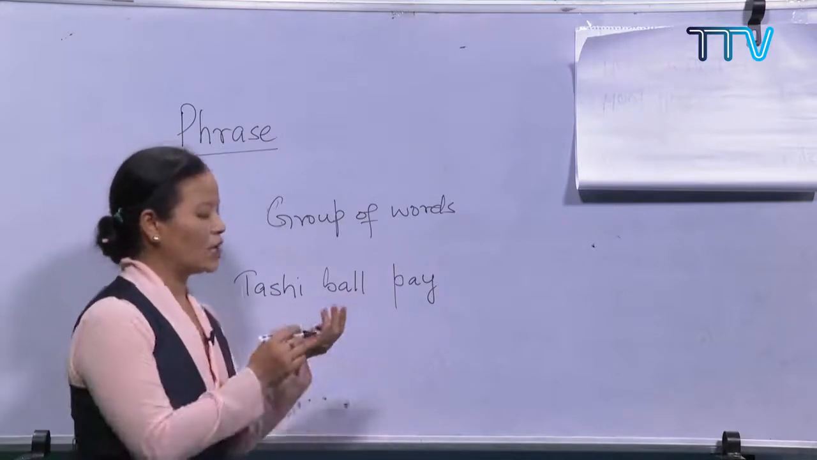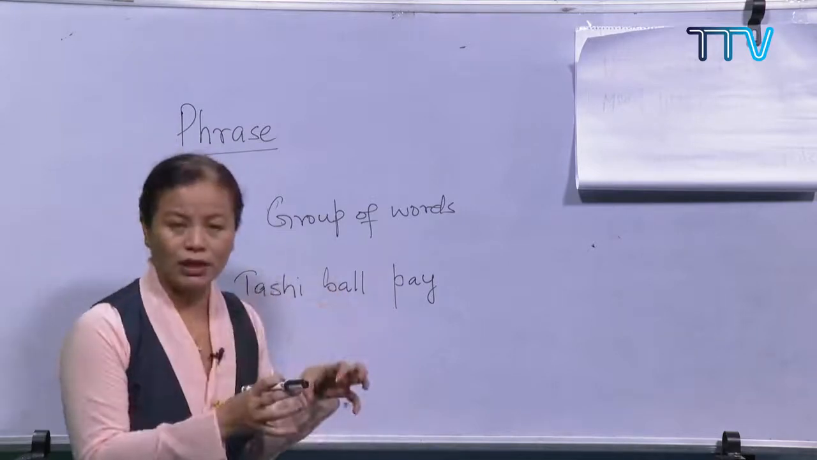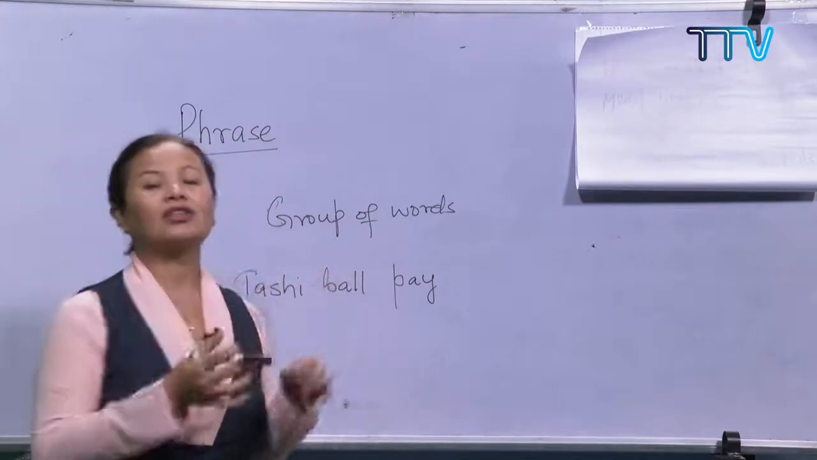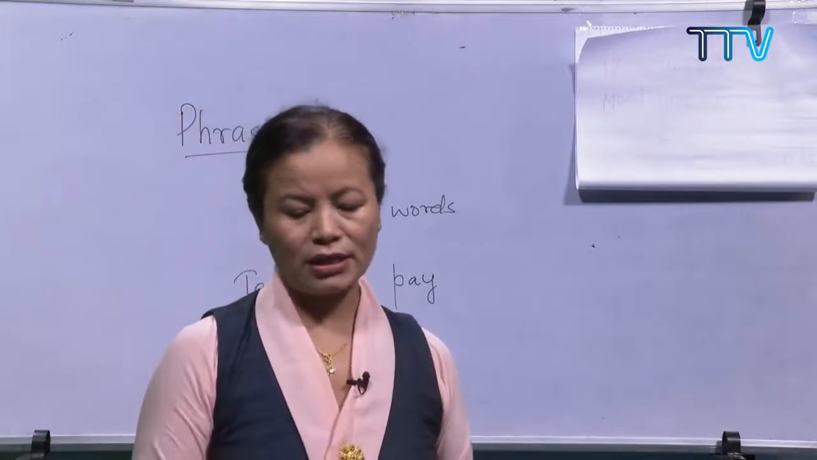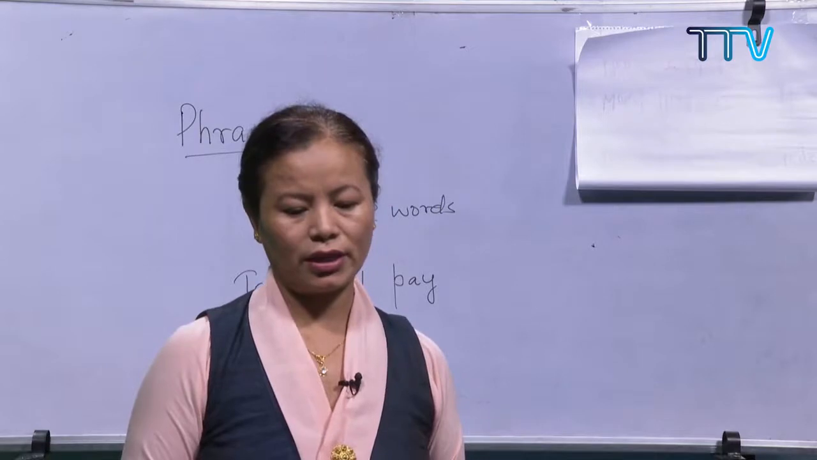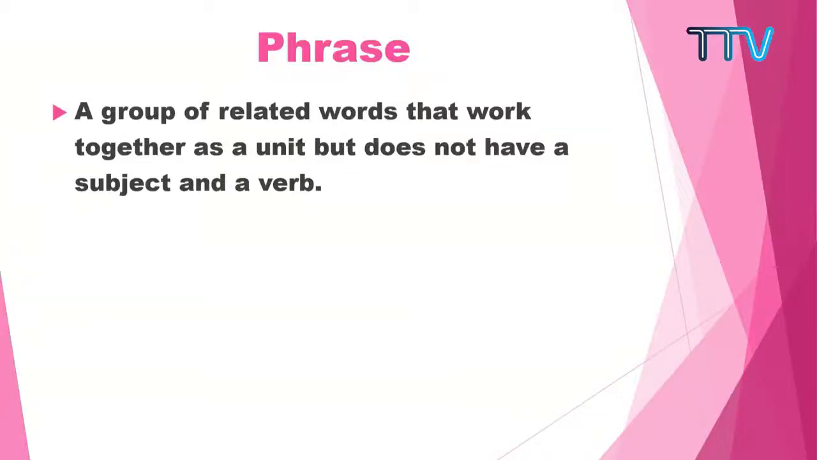They are not related. So what you need to understand is a phrase is a group of related words, but that does not convey a complete sense, does not make a complete sense. You need to learn that. A group of related words that work together as a unit but does not have a subject and verb, and so we cannot call this a sentence.